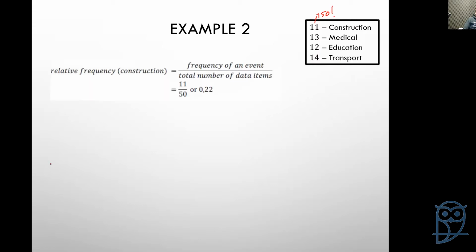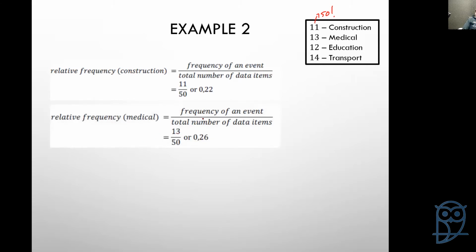So relative frequency for construction is simply the 11 of construction out of the total of 50. You can write that as 0.22. This is an exact decimal because of the denominator. Then for medical, it is my 13 medical people out of 50. And again, 0.26 is an exact decimal.